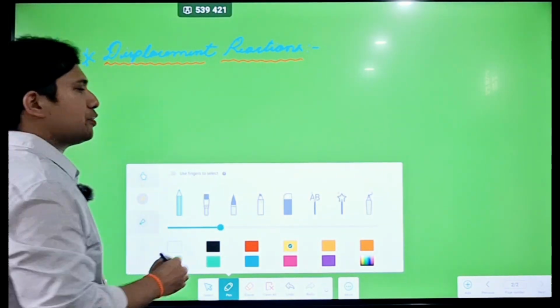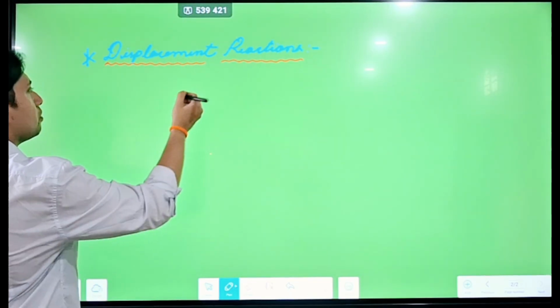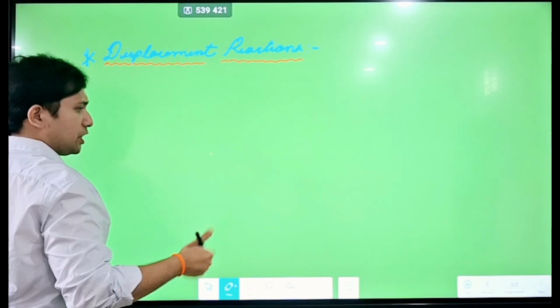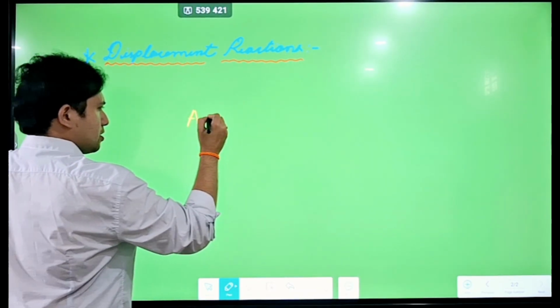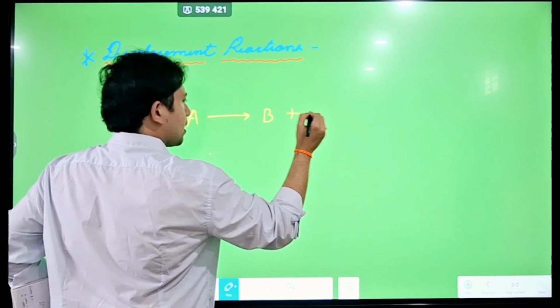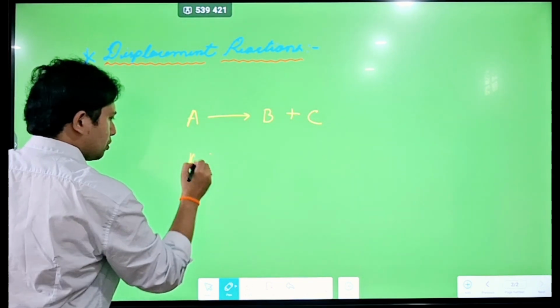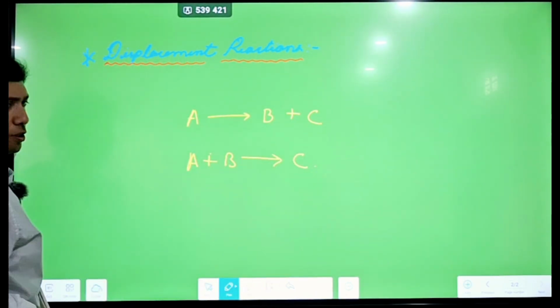In displacement reaction, we will see this type of reaction. Decomposition reaction or combination reaction, and I have seen such situations: A, which is a single reactant, breaks down into B plus C. This is for decomposition reaction. In a combination reaction, A plus B, we get a completely new product which is C.